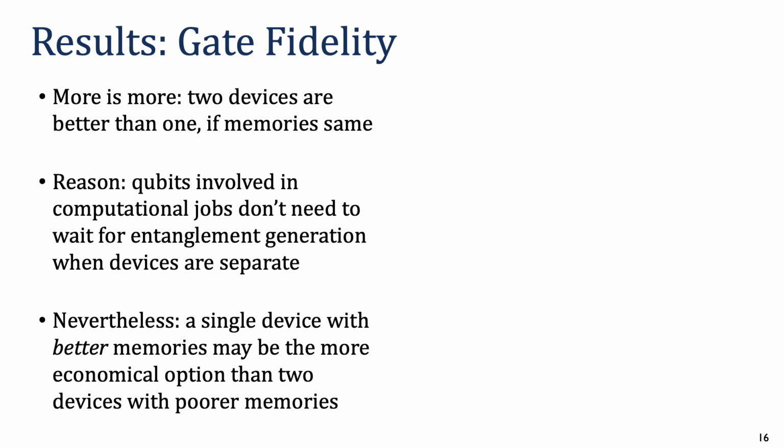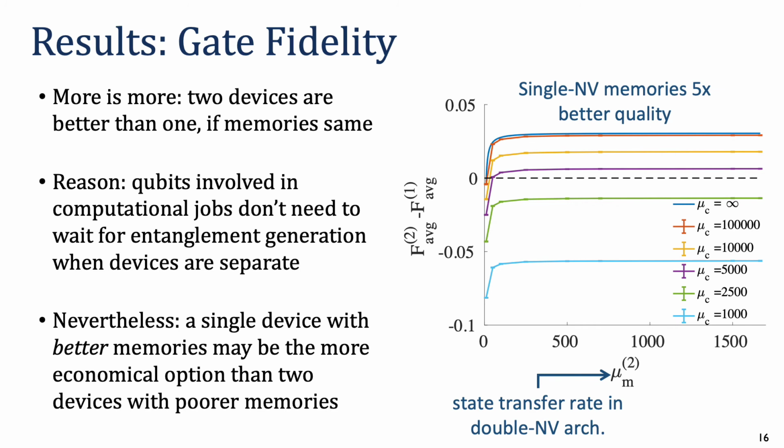To show you an example, take a look at this plot. Here, the single-device architecture is implemented with memories whose lifetimes are 5 times longer than those of the double-device architecture. On the x-axis, we have the state transfer rate of the double NV architecture, with higher rates being more favorable to the gate fidelity. On the y-axis, we have the difference between the double-device and single-device average gate fidelities.